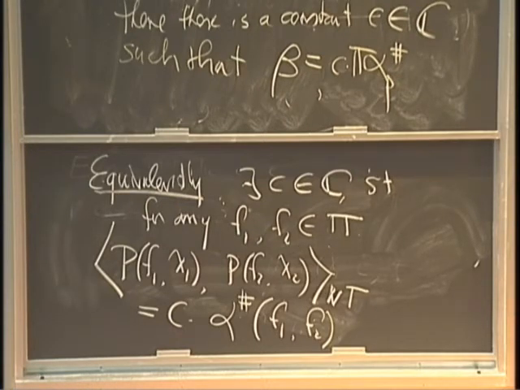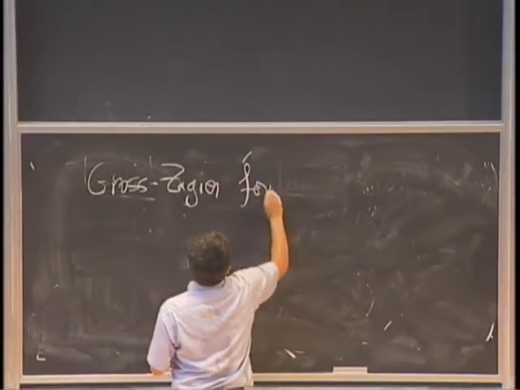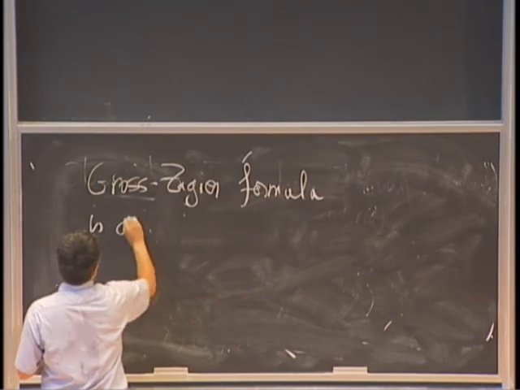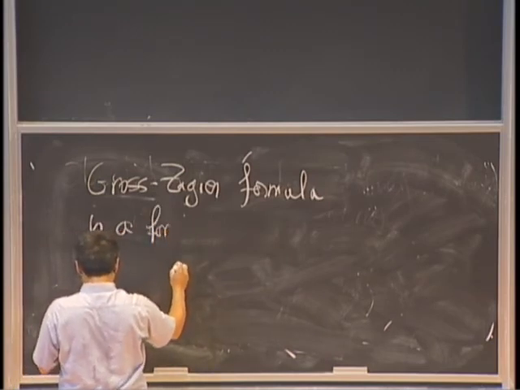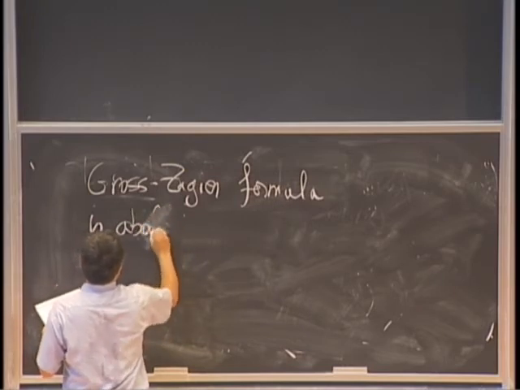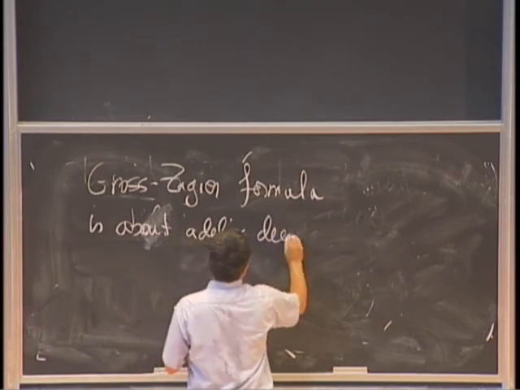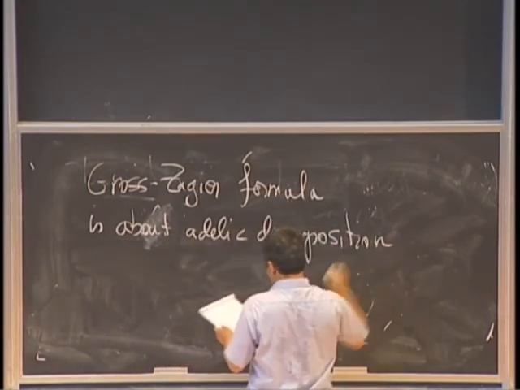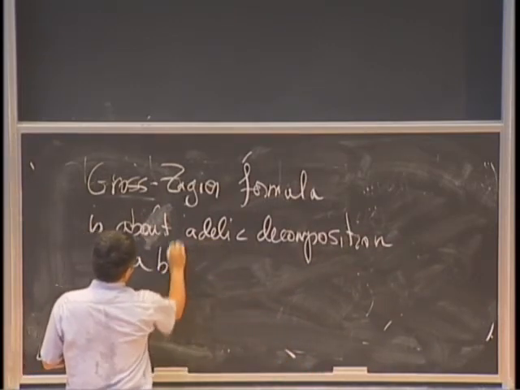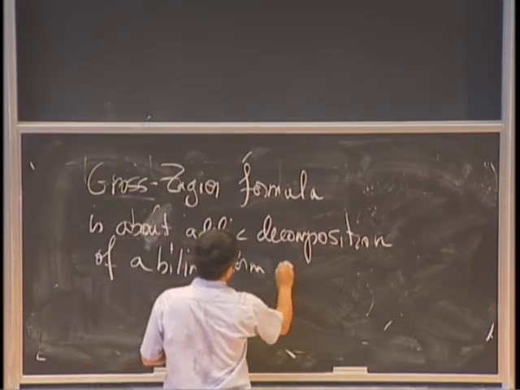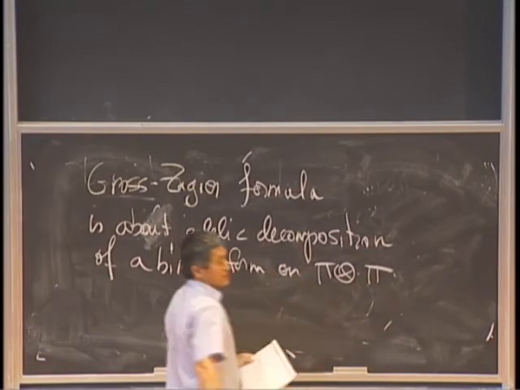Okay, so let me write down something if you want to remember. In other words, if you want one sentence, what the Zagier formula is about. So the Zagier formula is a formula about a decomposition, an Euler decomposition of a bilinear form, pi tensor pi. Right, so that's the way we end up.